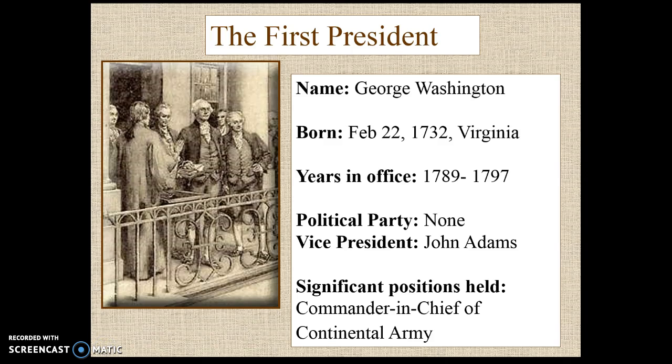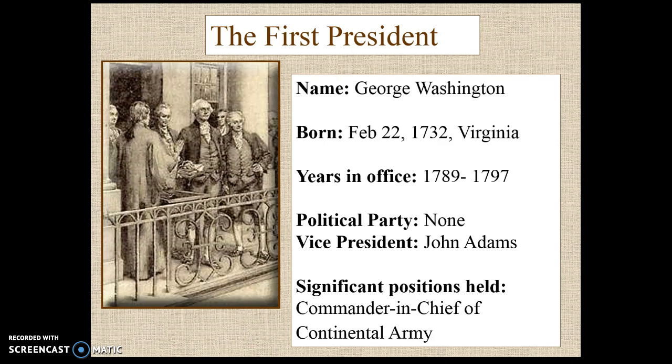He's born in Virginia, February 22nd, which is one of the reasons we celebrate President's Day every February. He serves for 2 terms over 8 years. He did not have a political party, although he is going to lean more towards the Federalist Party than the Anti-Federalist. His vice president is going to be John Adams, and John Adams does not do a whole lot as vice president just because it's the new office, and the vice presidency is kind of just a president in waiting for the most part for most of American history.